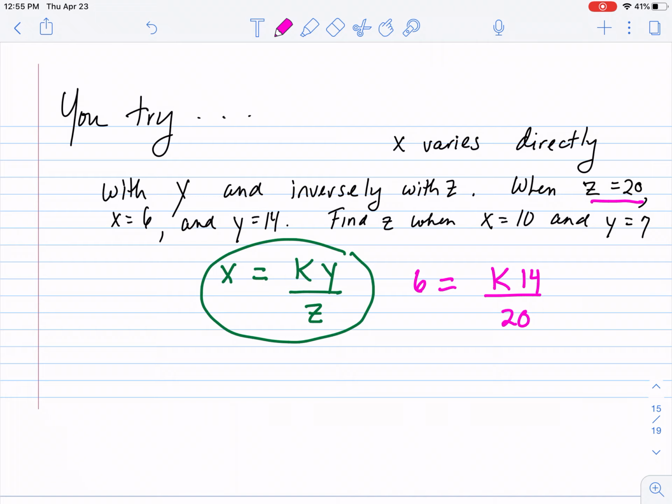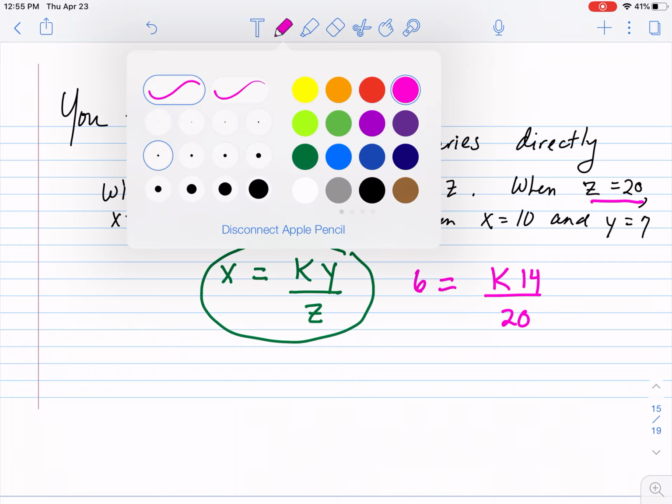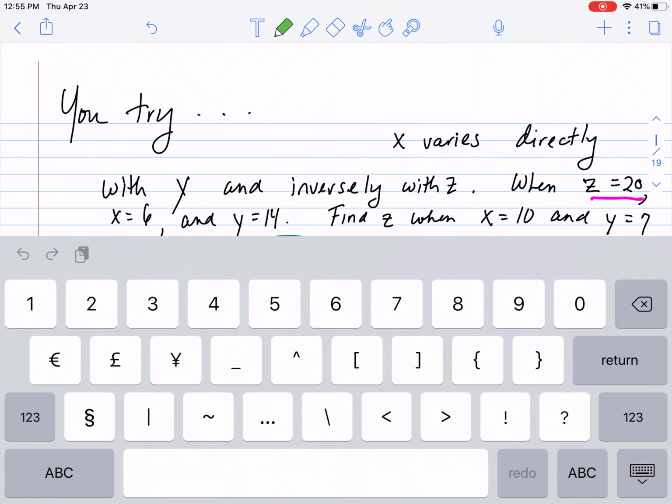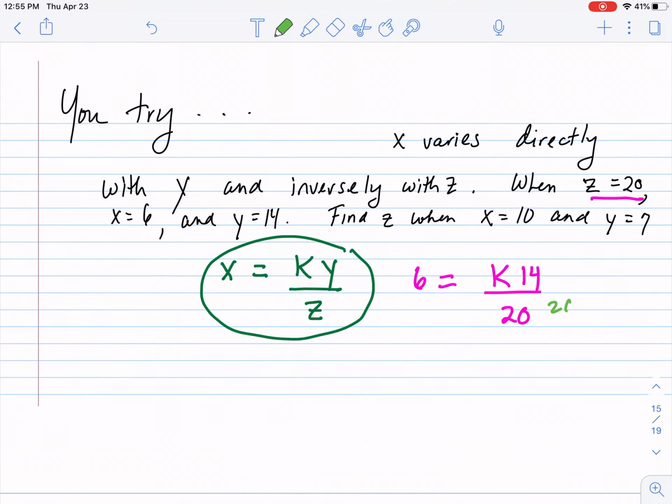If you remember, I'm going to solve for k. I can reduce this fraction if I want, but I don't want to do that right now. I'm just going to multiply both sides by 20.